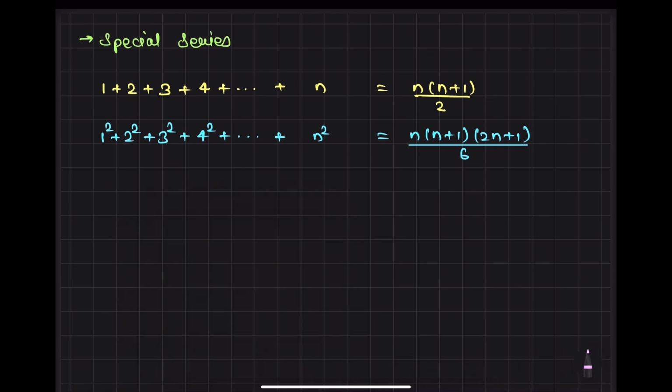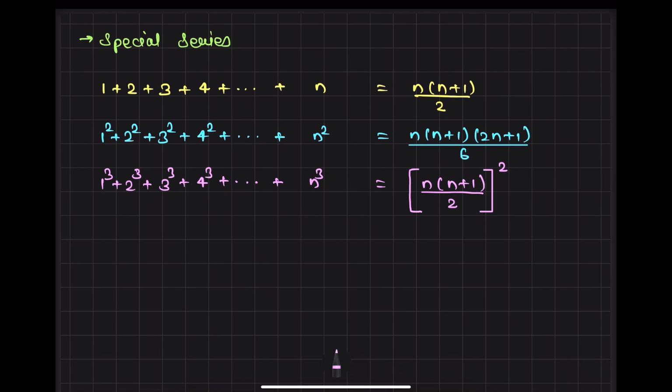Then we have the third result as 1 cube plus 2 cube plus 3 cube plus 4 cube plus dot dot plus n cube. And it is the same as the sum of first n natural numbers, but you have to take the square. So n into n plus 1 by 2, whole square. So this is the answer.